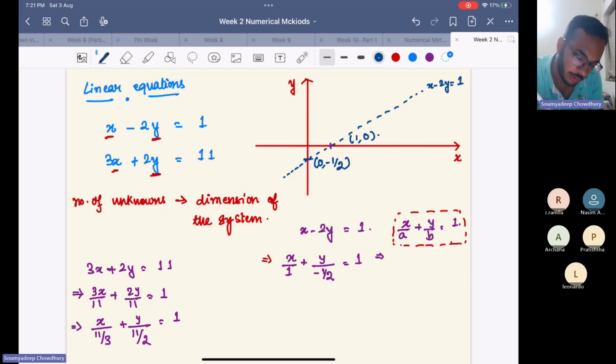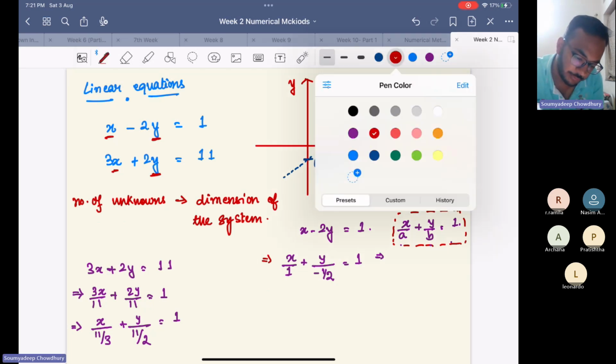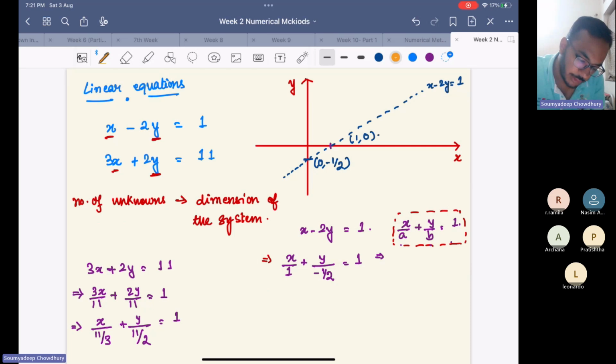So around 4. So we will use some other color. So 1, 2, 3, 4 here. Approximately here we will get 11 by 3, 0. And 11 by 2 means 5. Approximately here we will get. So this line 3x plus 2y equals 11 will pass through these 2 points, right? We'll just join these 2 points.